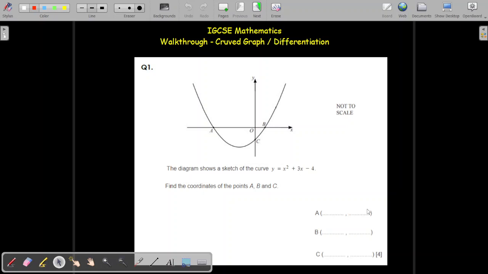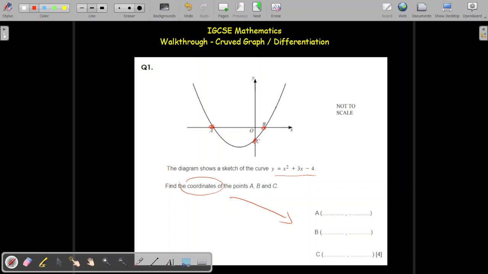In this problem, it is asking you to use the diagram that you see in front of you and also the function that you have here to do 2 things, or 3 actually, to find the coordinate for these 3 points: the A point, the B point, and the C point.